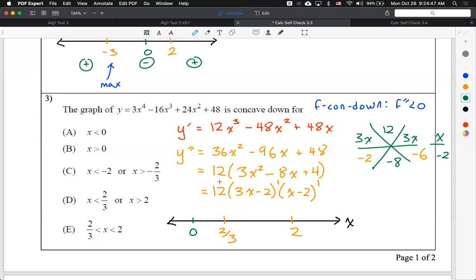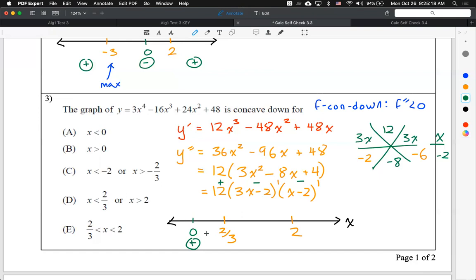When I plug in 0, 0 makes that a positive, 12 is still positive. What about 0 for the 3x minus 2? What's 0 minus 2? Yeah, negative. And then for this third one, negative. So in total, positive times a negative is a positive. So we'll say that's a positive.